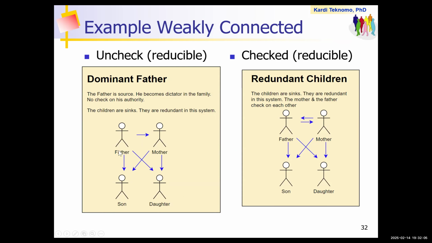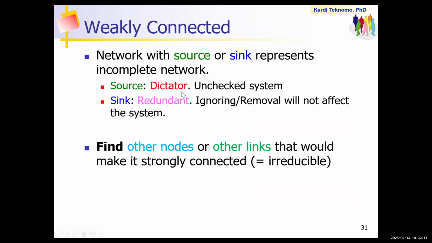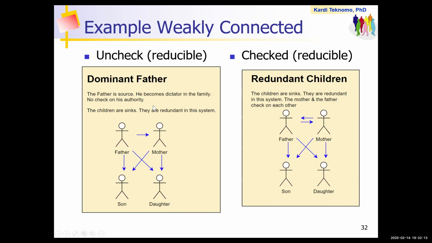But in this network, you see the father is the source. Remember, the source is dictatorship. The thing is redundant. Can you see? So the father is the source, and the son and daughter here are redundant because they are the sink. Redundant means if you remove this from the system, it doesn't matter.